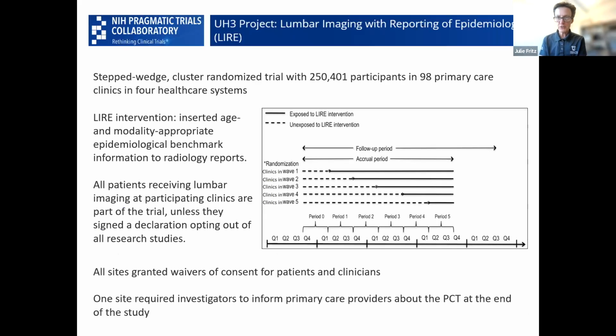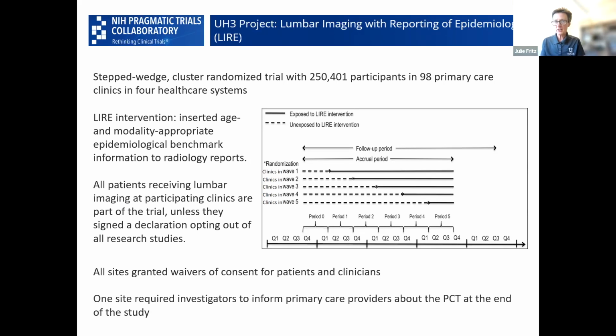So a couple of examples. These are from the NIH Pragmatic Trials Collaboratory. I've used several slides and figures that come from the Pragmatic Trials Collaboratory. They have great resources. They're really an authority on methods for pragmatic trials.